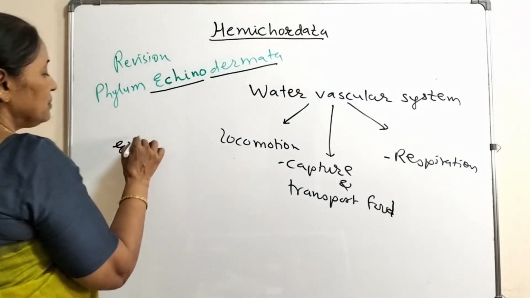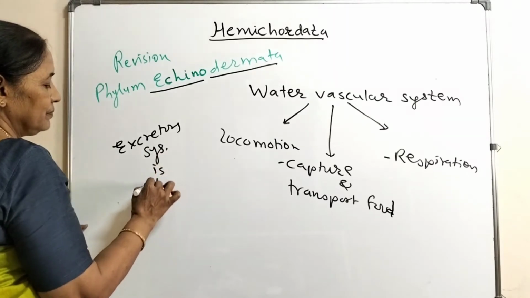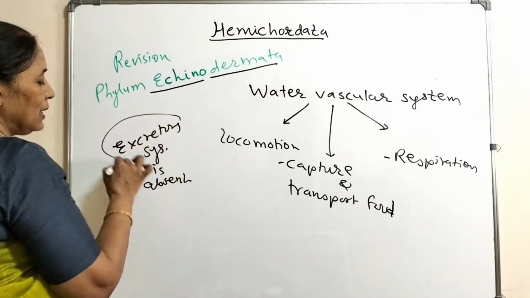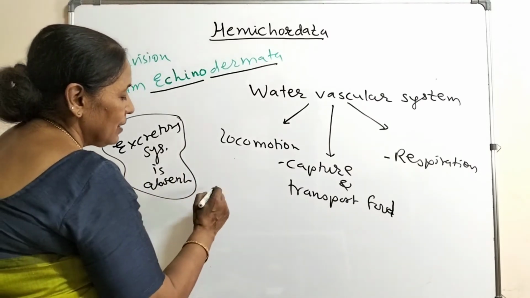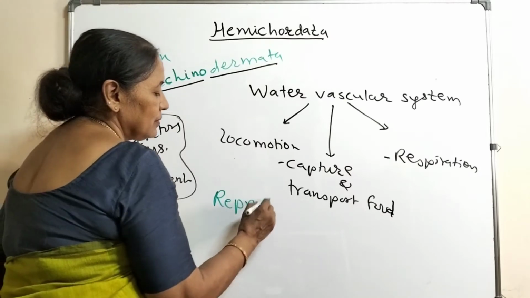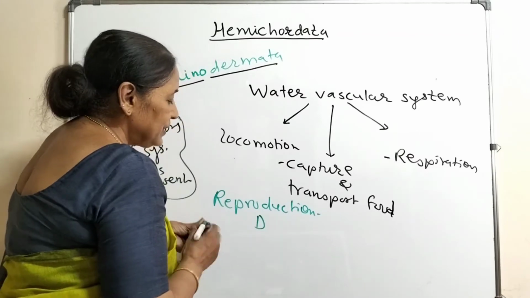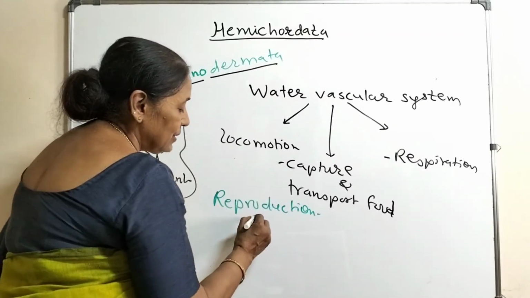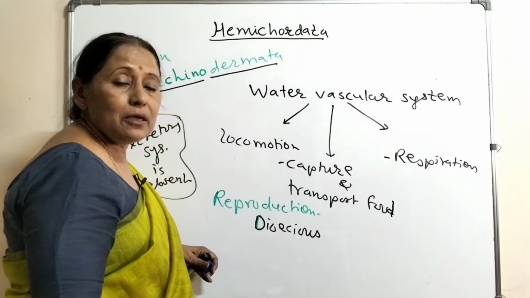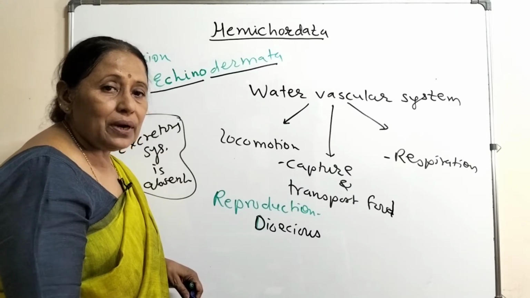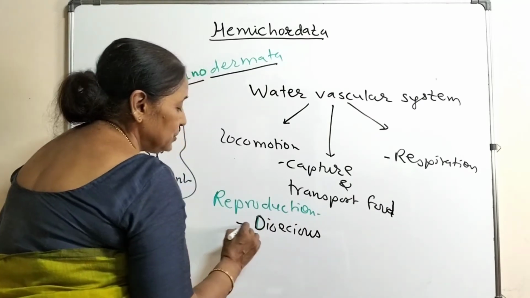Excretory system is absent. What about its reproduction? If we see their reproduction, they are dioecious. Dioecious means unisexual; monoecious is bisexual. Now you are familiar with these terms. So they are dioecious, that is unisexual.